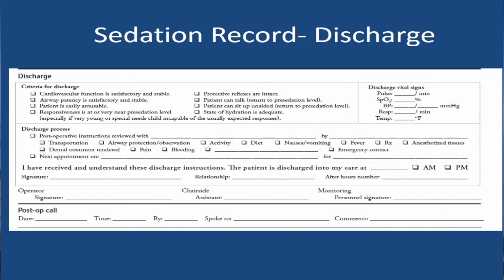It's important. And the discharge process, the postoperative instructions are reviewed with the parent, and they're written and verbal. Some information to do that, and how the patient's activity was, the diet, nausea and vomiting, anything that occurred, fever, emergency contact number, and then a place for the signature of the parent and the relationship, and after hours number to get in contact with them. And then the operator signs, the chairside assistant, and the monitoring person is indicated right there. The postoperative call is indicated here for a call.